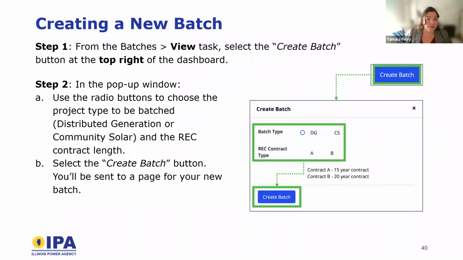Okay, once you've pushed that blue create batch button, you will first choose from the project type and the batch's contract length. And then you'll select create batch to start editing a batch. And that will bring you to a new batching page.